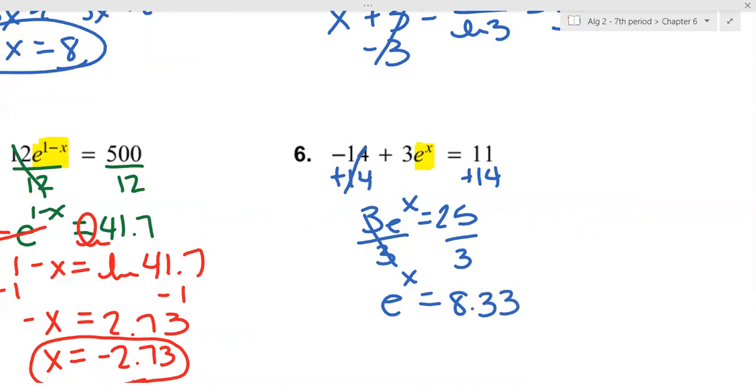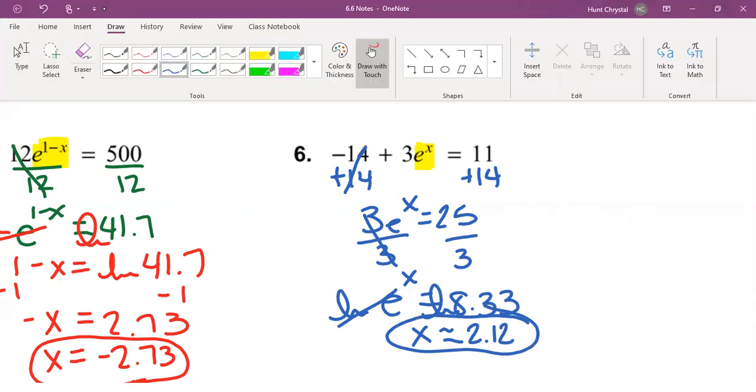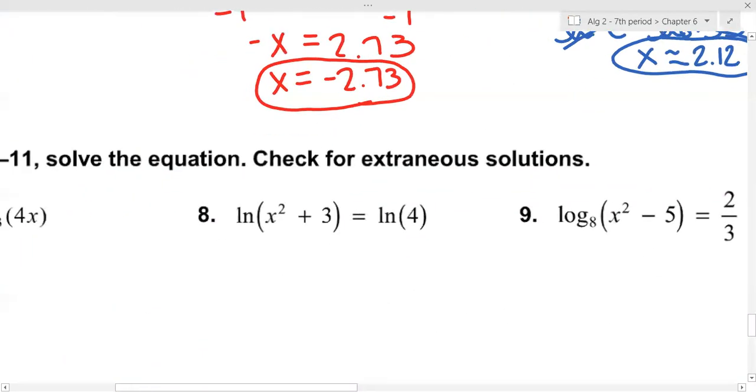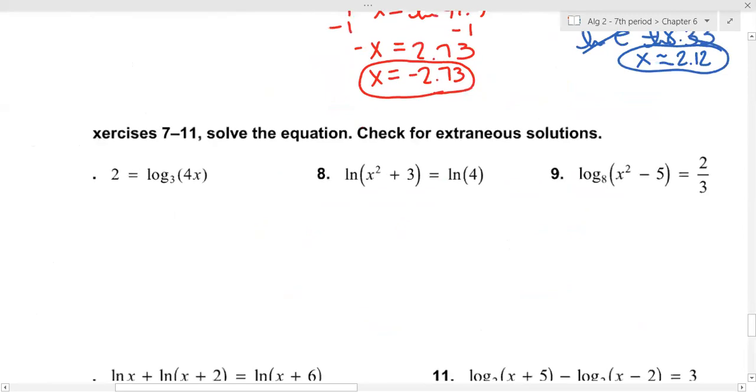So just like that. Now, I have not solved for x. I've solved for e to the x. So what I would need to do next is natural log both sides. That would leave me with x equals natural log of 8.33. So I'm just going to do that in the calculator, which would be 2.12-ish. All right, so that's kind of the major idea of those types.